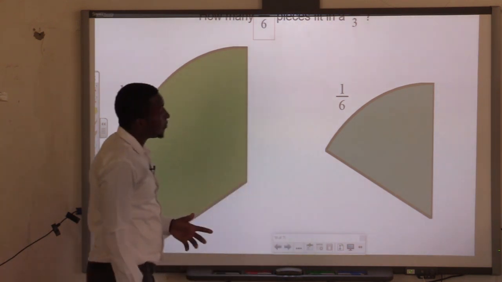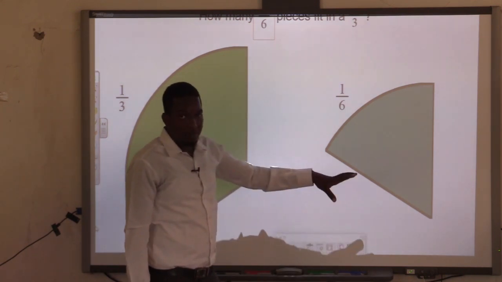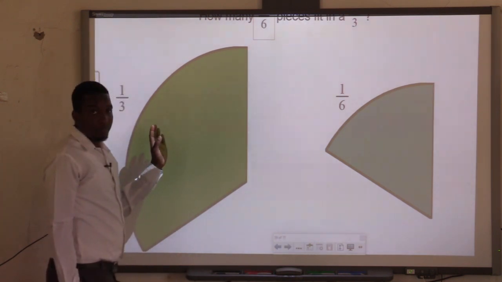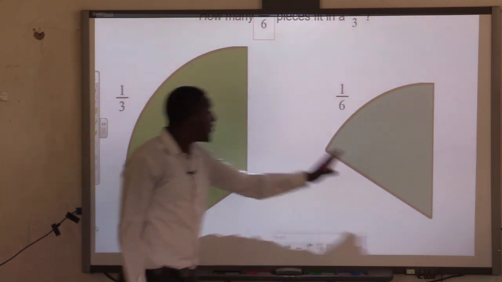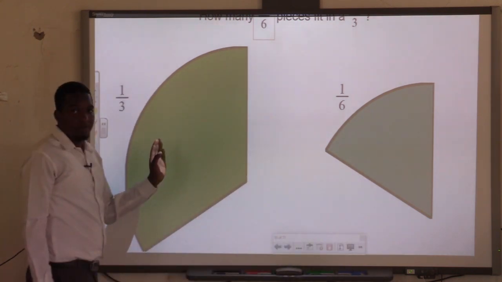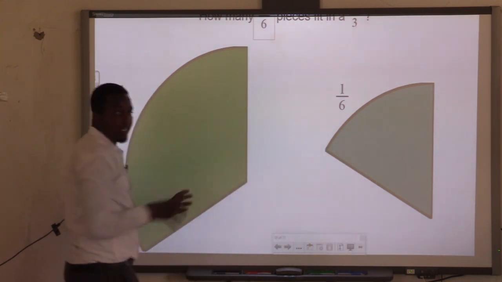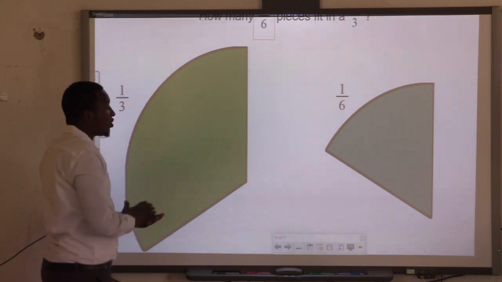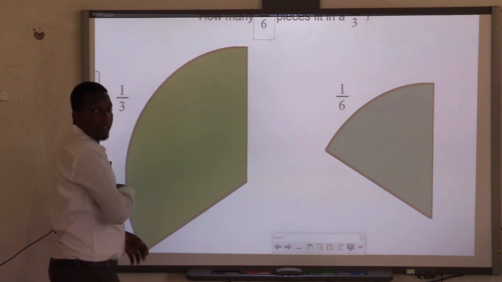So the question is, how many of those 1/6 equal parts can fit in the 1/3? So we are going to do that. Hence we have both diagrams here. We are going to take them and put them together on top of each other so that we can see how many of the 1/6 parts will fit in the 1/3.